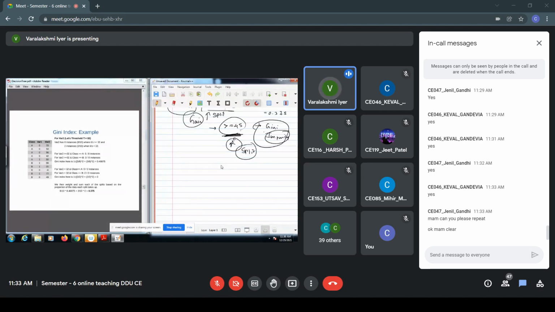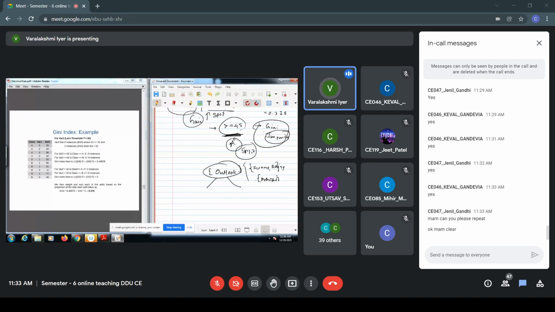Similarly, in the case of categorical values, suppose we choose Outlook as a splitting attribute, and we split on only two groups. For example, we are splitting with sunny and rainy as one group, and overcast as the other.